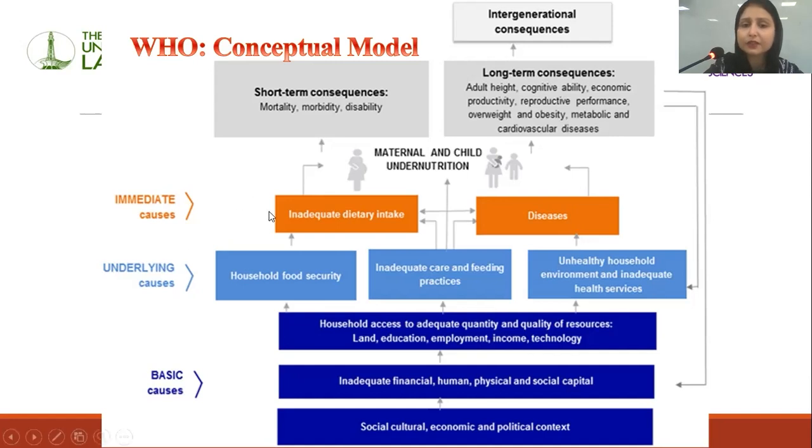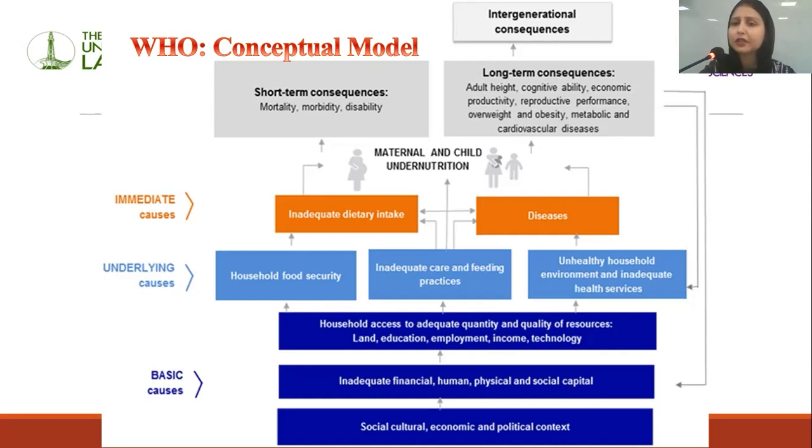And when all these factors combine, they may contribute to diseases. Inadequate dietary intake due to the lack of availability of food, and all these factors may cause maternal and child malnutrition. So maternal and child malnutrition has two types of consequences: some are short-term consequences, and some are long-term consequences.